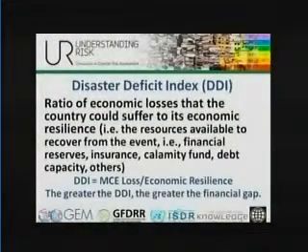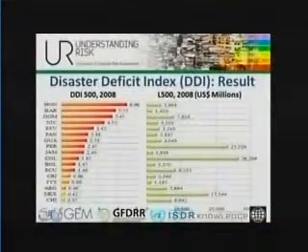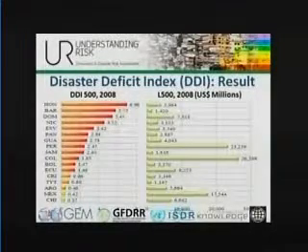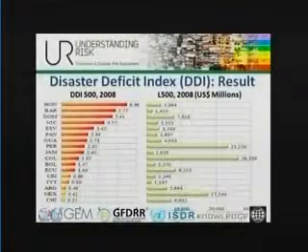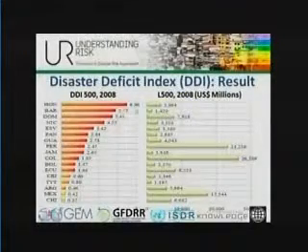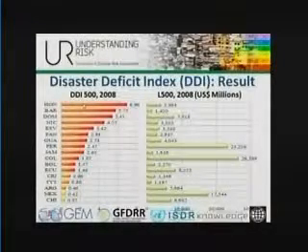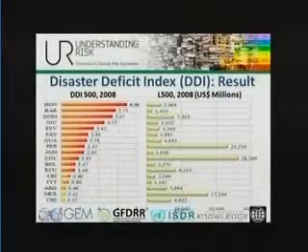DDI measures the economic loss in terms of contingent resources needed to cover the public sector's loss when a catastrophic event takes place. So how to measure the DDI? A DDI greater than 1 indicates a country's inability to cope with extreme disasters. This means the greater the DDI, the greater the financial gap. And this is a result of the indicators. In 2008, for a 500-year return period, as you see, most of the countries have a DDI higher than 1. And this means these countries do not have enough resources to cover losses.